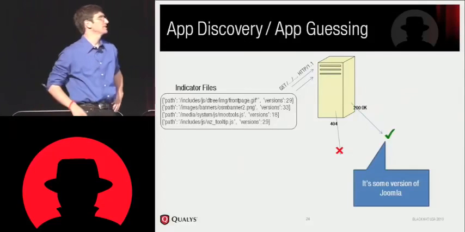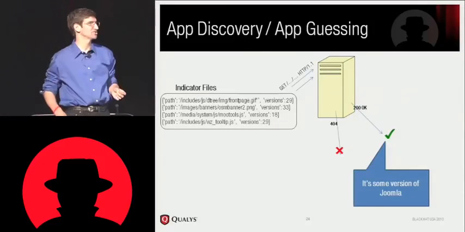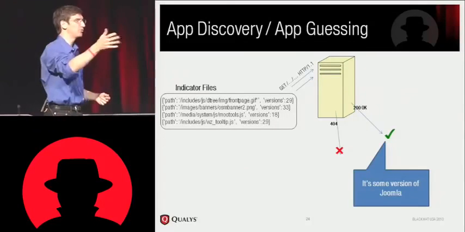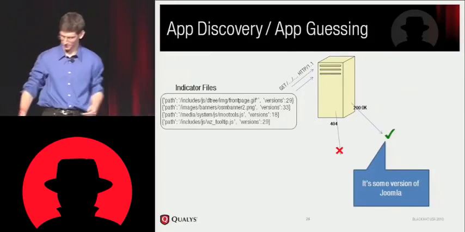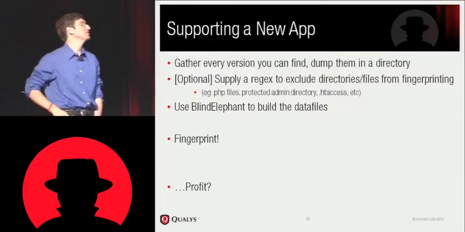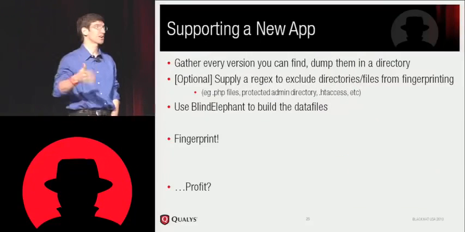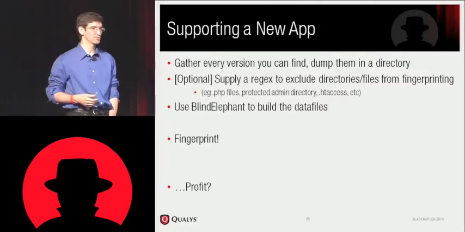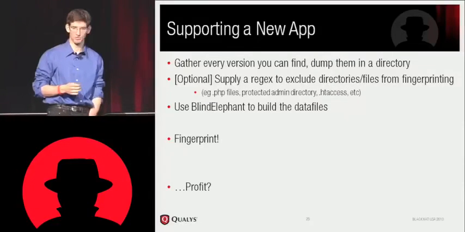So if we're doing app discovery, send those files at it. One of them should come back with a recognized hash, and bing, it's some version of Joomla. We can then do full-on fingerprinting, now that we know it's Joomla, using the Joomla tables. Supporting a new application is pretty simple. As I said, gather every version you can, dump them in a directory, chew through them, get out two tables on the end, and then say, whatever my new app is, fingerprint using those tables.